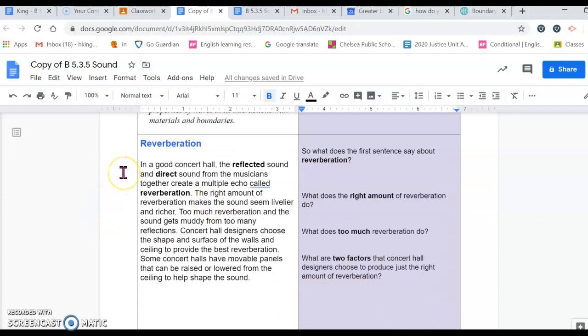Next thing, reverberation. In a good concert hall, the reflected sound and directed sound from the musicians together create a multiple echo called reverberation. The right amount of reverberation makes the sound seem livelier and richer. Too much reverberation and the sound gets muddy from too many reflections. Okay. Concert hall designers choose the shape and surface of the walls and ceiling to provide the best reverberation. Some concert halls have movable panels that can be raised or lowered from the ceiling to help shape the sound. Okay. Let's see.